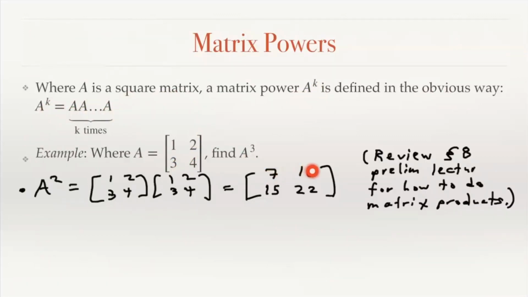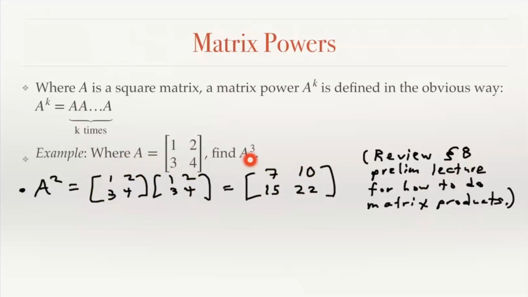And we get 7, 10, 15, 22. That came from, remember, taking this first matrix and multiplying it by 1, 3, the first column. Multiplying it by 1, 3 gets 7, 15. Multiplying that matrix by 2, 4 gets 10, 22. And review the Chapter 8 preliminary lecture for how to do matrix products if you want a review of that.